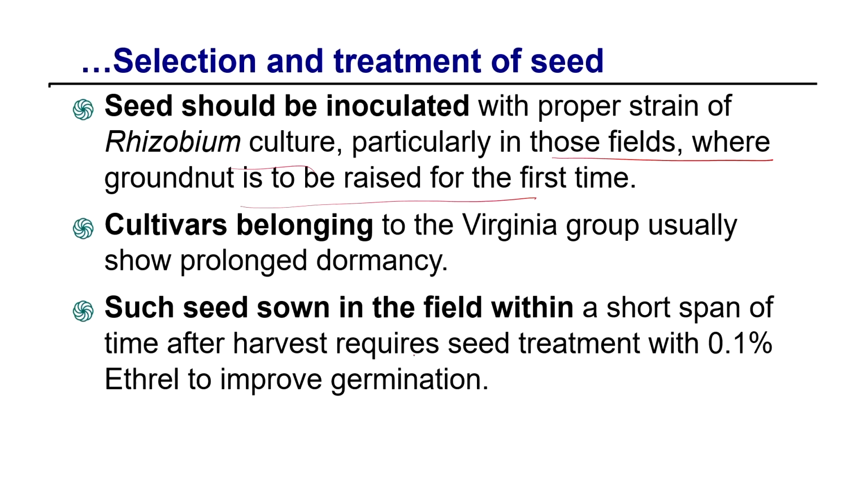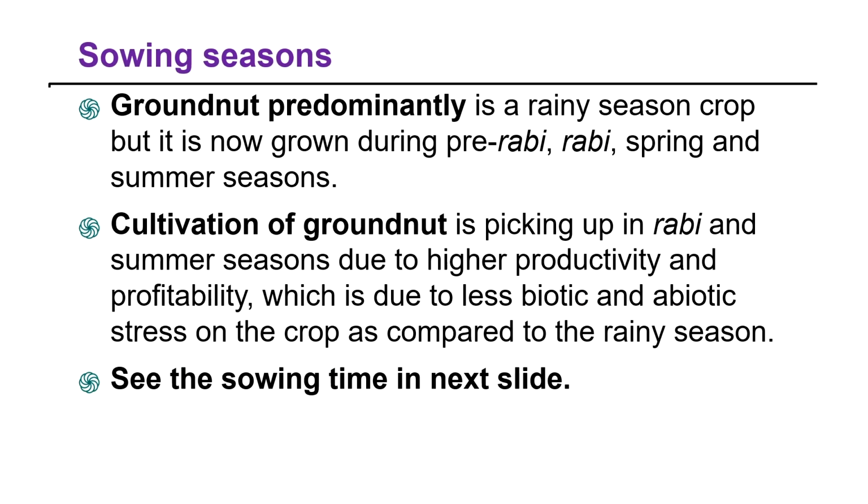Seeds sown in the field within a short span of time after harvest require seed treatment with 0.1% ethrel to improve the germination in case of dormancy. Now we go to the sowing seasons. Groundnut predominantly is a rainy season crop, but it is now grown during pre-Rabi, Rabi, spring and summer seasons. So you can say it can be grown around the year in the country in different places.